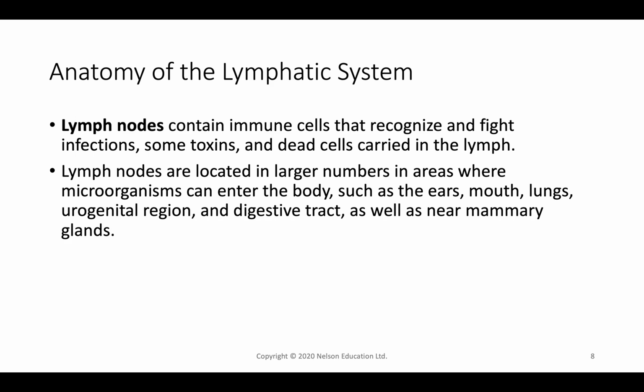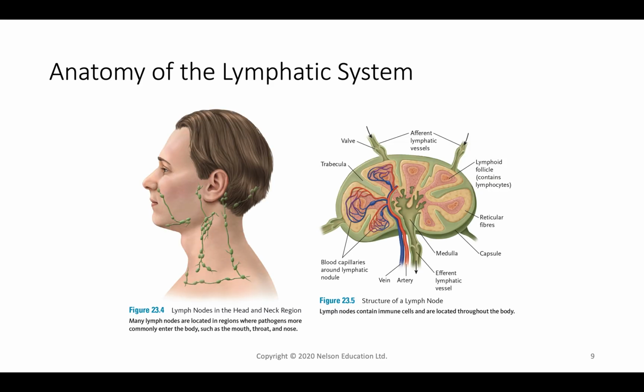So lymph nodes are found all throughout the body, basically in coordination with where you find your cardiovascular system, but they're found in much larger numbers in areas where microorganisms are likely to enter the body. So they're found in areas like the ears, the mouth, the lungs, your genital tract, digestive tracts, mammary glands, areas that are going to be accessible to the external environment.